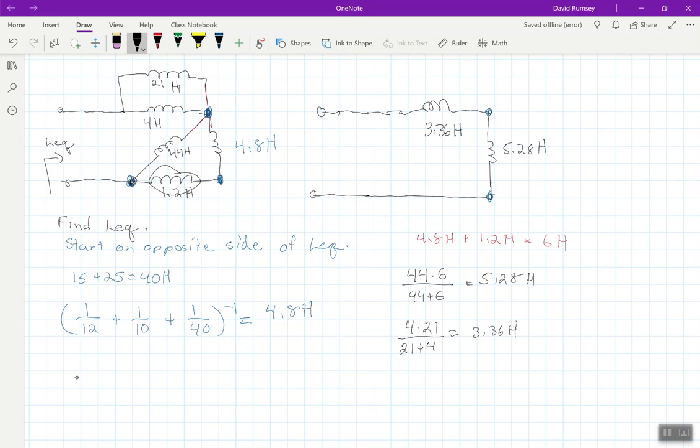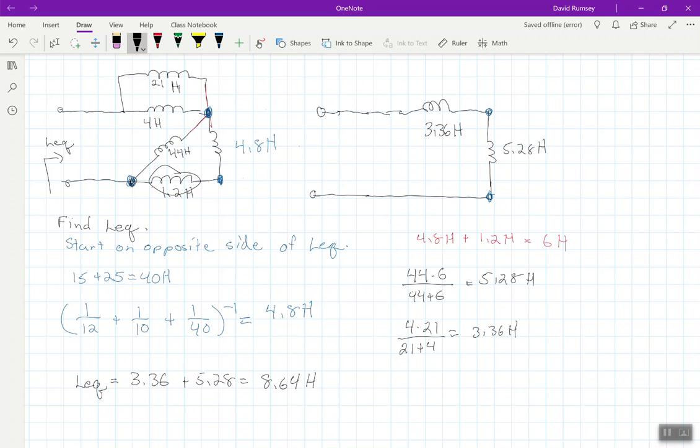So finally, I can get that L_EQ is equal to 3.36 plus 5.28. And because I don't trust myself with arithmetic right now, I'm going to double check this computation on my calculator, and we get 8.64 henrys as the equivalent inductance. Now, going back to the original circuit, this is not in reality a circuit you would ever build. The pure purpose of this circuit is just to get practice with combining inductors in series and parallel. There is no practical application of the circuit that I drew here.